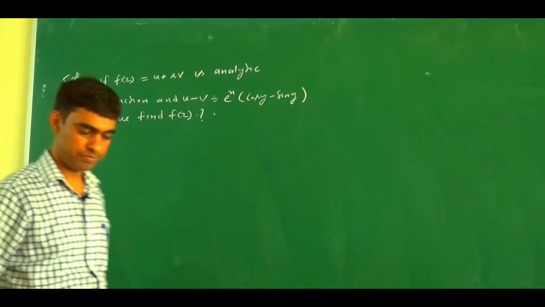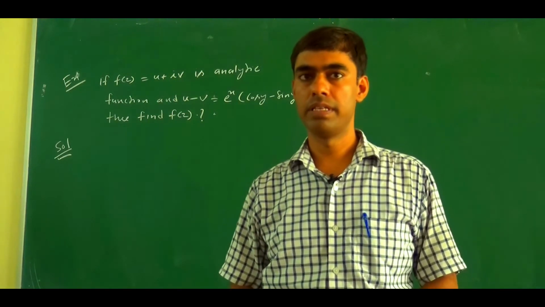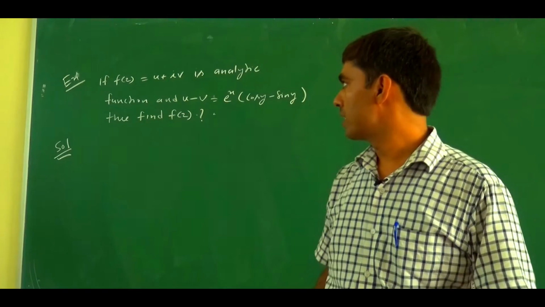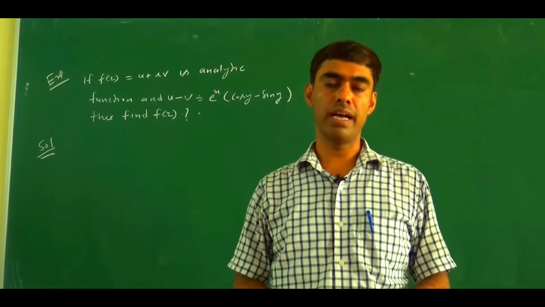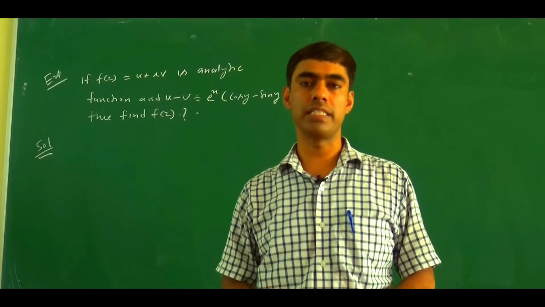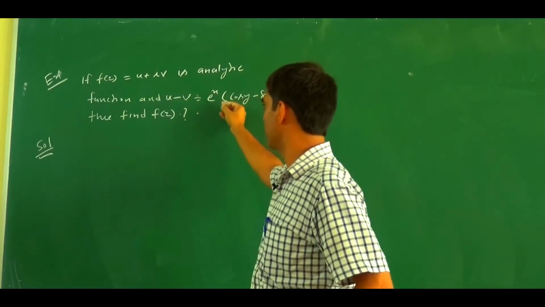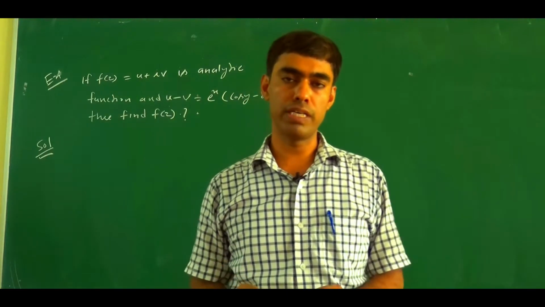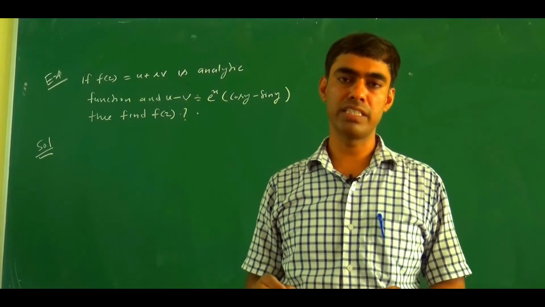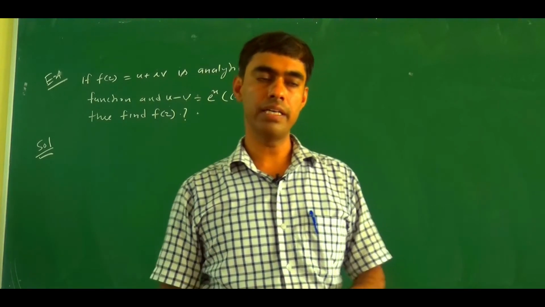So here, now we are going to solve one numerical example. What is the numerical example? f(z) = u + iv is an analytic function, and the difference of the real and imaginary part is given. u − v = e^x (cos y − sin y). Then we try to find the analytic function f(z), meaning we try to find the real part and the imaginary part.